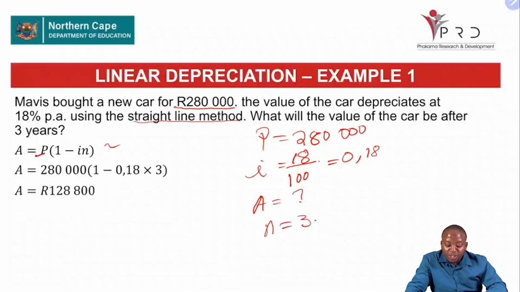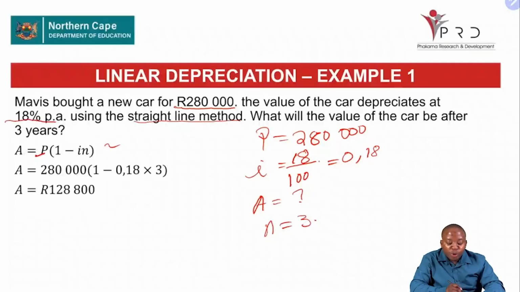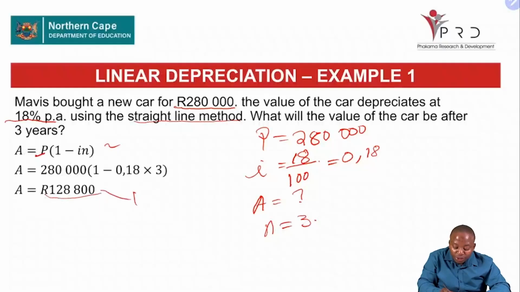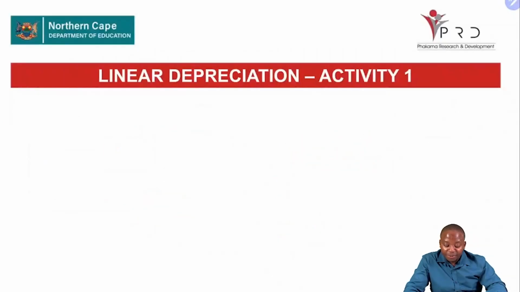Then you get an A of 128,800. That is to say, the car that you bought for 280,000, as it depreciates at 18% per annum, will be worth 128,800 on a straight line method after 3 years. So after 3 years, I can sell the car for 128,800. This is my book value after 3 years. Now let's have an activity.